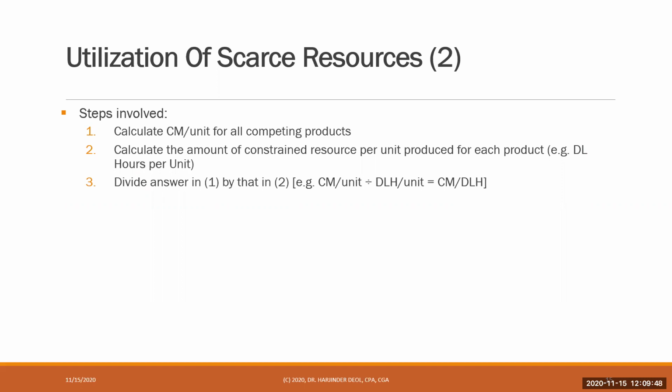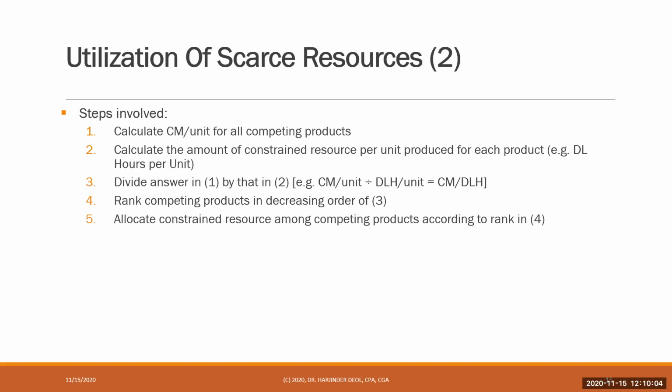And the purpose for doing that is to rank the competing products in terms of the highest profitability to the lowest profitability for each unit of the constrained resource. Finally, you will allocate the constrained resource among the competing products according to the ranking done in part 4.